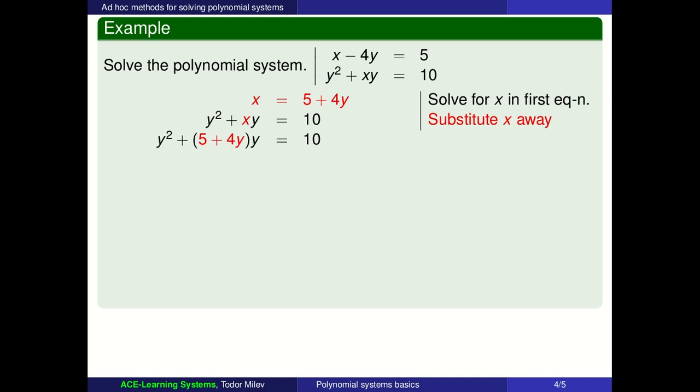Now this equation is a single variable equation, and we can use techniques from polynomial equations in one variable to solve this final equation. Okay, so first let us distribute: (5 plus 4y) times y equals 5y plus 4y squared. We can also transfer 10 from the right hand side to the left hand side. Of course, when 10 is transferred to the left hand side, it acquires a minus.